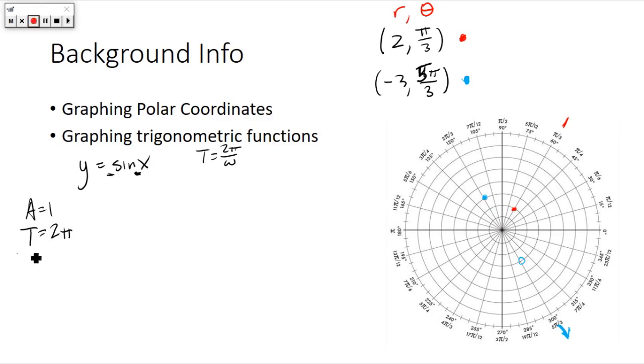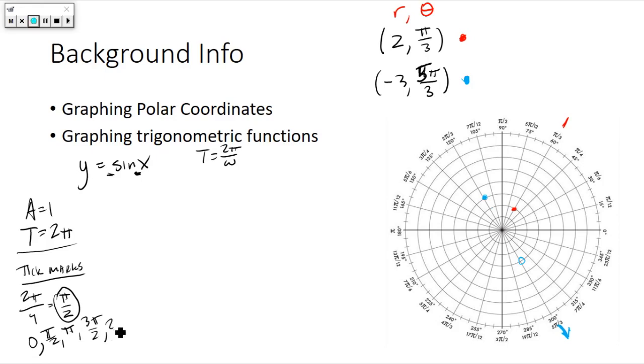What we do need to do is figure out where the crucial points are going to go, and to do that, we find the tick marks along the x-axis, and we take the period, which is 2 pi, and divide it by 4. That's going to give us pi over 2. This value is how far apart each tick mark should be from the previous one. We're going to start at 0, which means the next one should be at pi over 2, the next at pi, the next at 3 pi over 2, and the next at 2 pi. I just added pi over 2 each time.